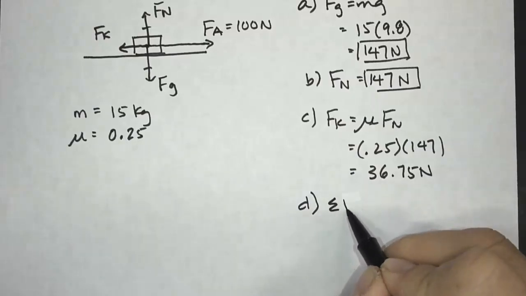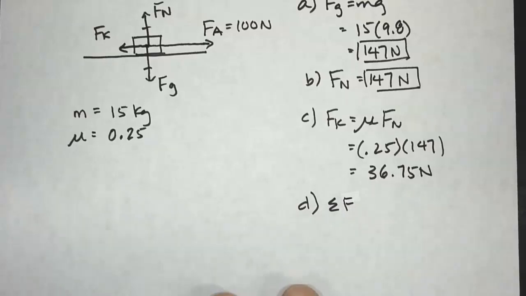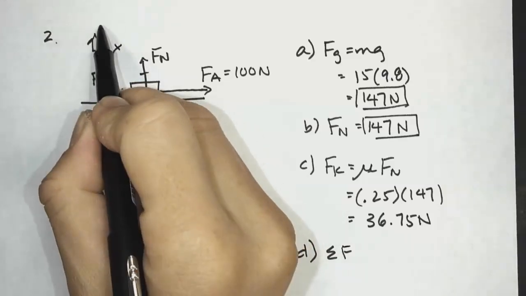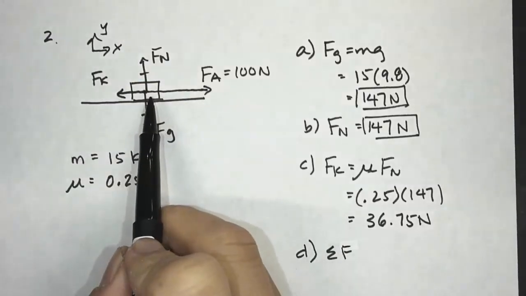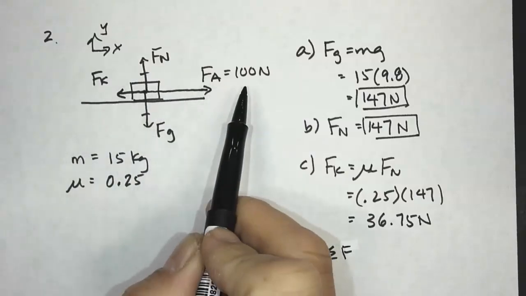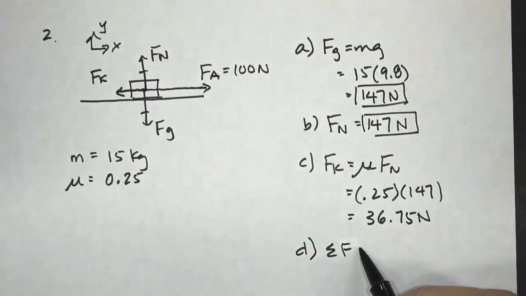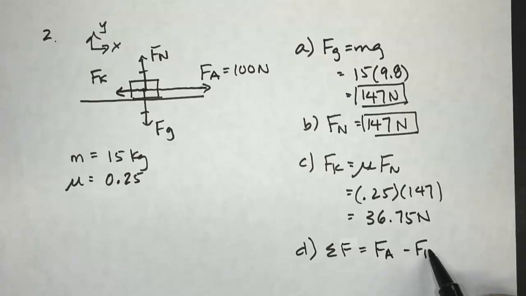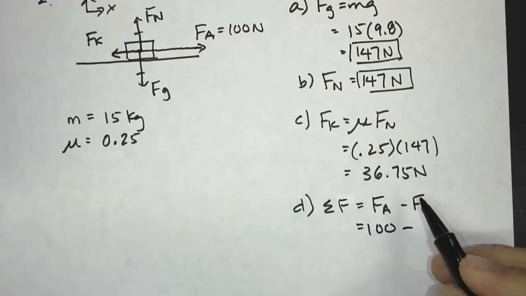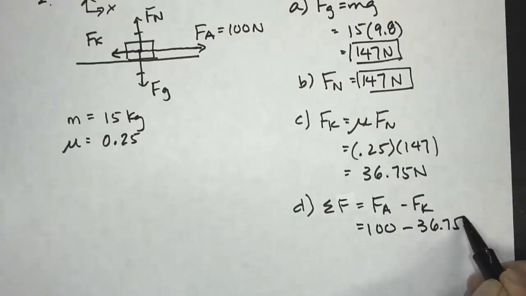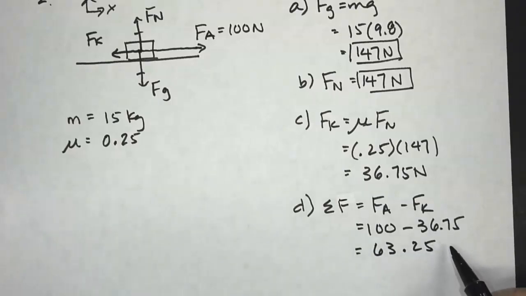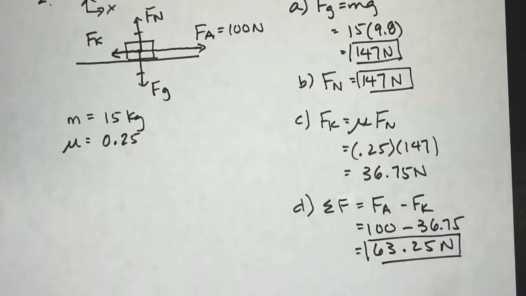Okay, so the next step is to solve for the net force. So the net force is the sum of the forces, and we're going to make right positive and up positive. And so we're going to take whatever's in the positive direction minus whatever's in the negative direction. In this case, it's going to be the force to the right minus the force to the left. That's going to be Fa minus Fk. Now, we know that Fa is 100. Fk, we just calculated, is 36.75. And we get 63.25 newtons. So that is the net force.